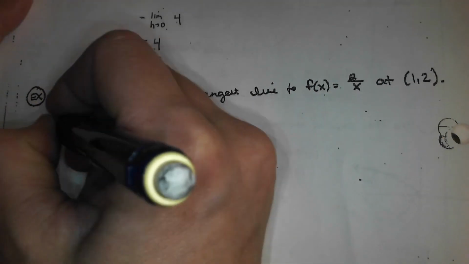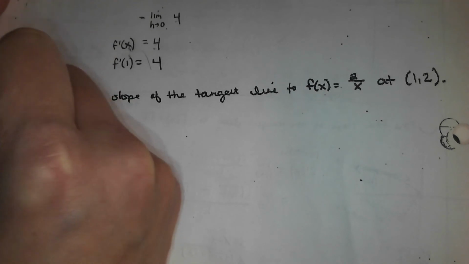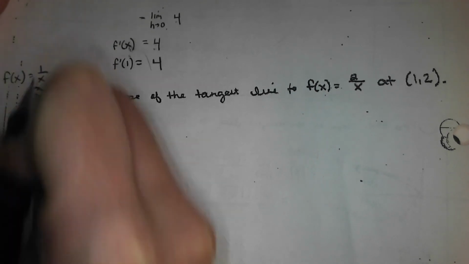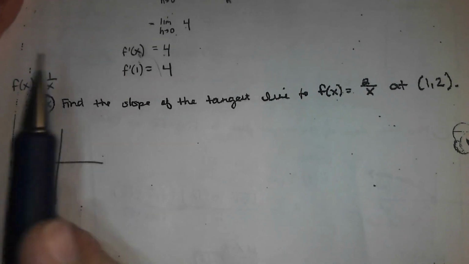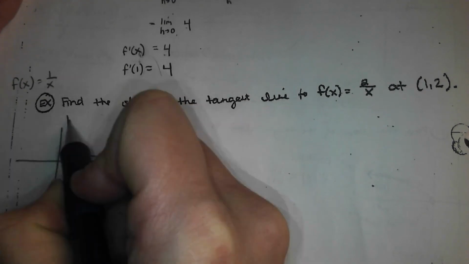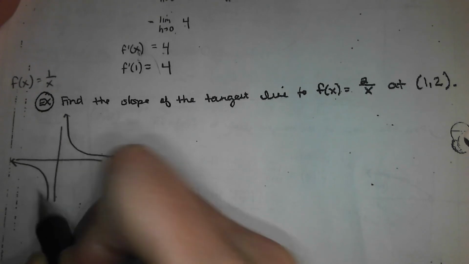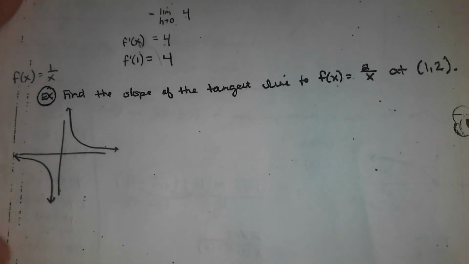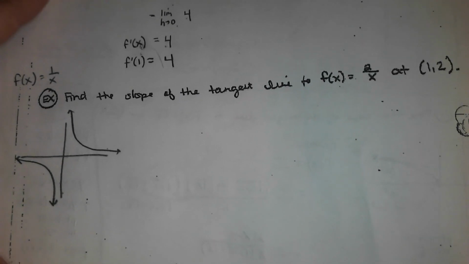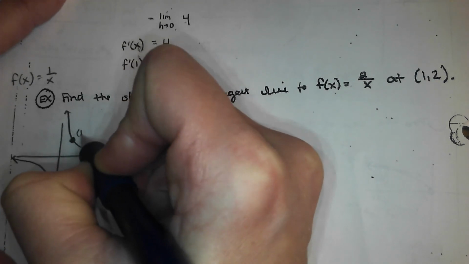Now, just to give you a visual, this is a rational parent graph. Remember, rational parent graphs are 1 over x. This one has just been stretched vertically by 2, so it's a little bit steeper than your parent graph, which is kind of a hard thing to illustrate, but nonetheless. We're going to look for the slope of the tangent line at (1, 2), which would be right around here.